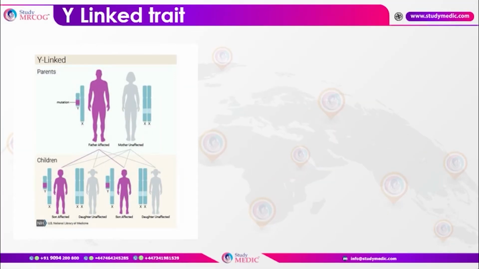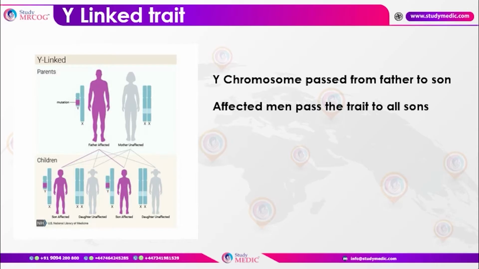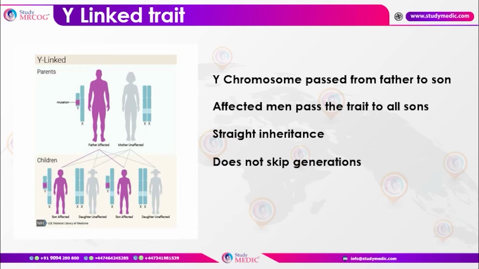Now let us know more about Y-linked traits. The most important thing that we've already discussed is that the Y chromosome is passed from father to son. So affected men will pass this trait to all the sons. This is also called a straight inheritance, father to son who will pass on to his sons and so on. This trait does not skip generations and daughters are not affected.